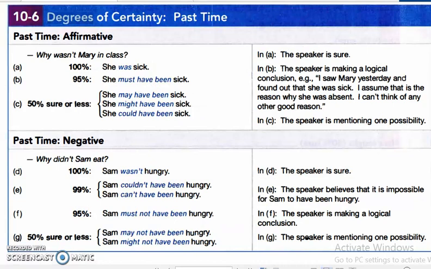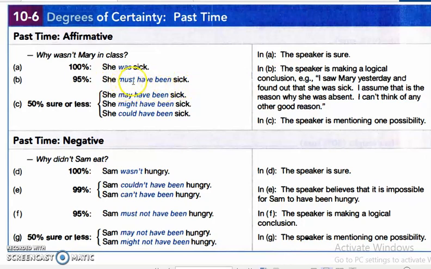Now, what if you want to express the degrees of certainty in the past? For example, your teacher asks why Mary didn't come to class yesterday. So the question might be like this: why wasn't Mary in class? So if you are 100% sure, do not use any modals. Just say she was sick. It means you are 100% sure. But if you are around 95 something percent sure, you may say she must have been sick.